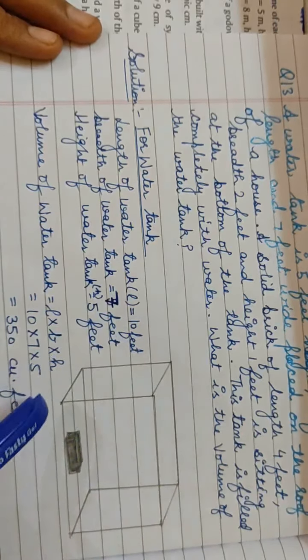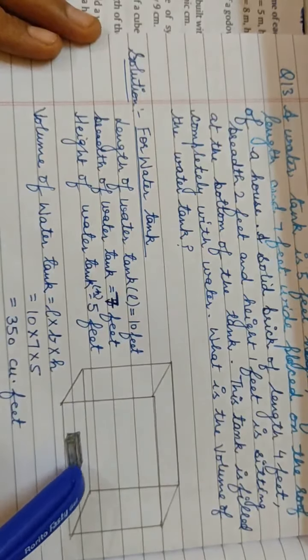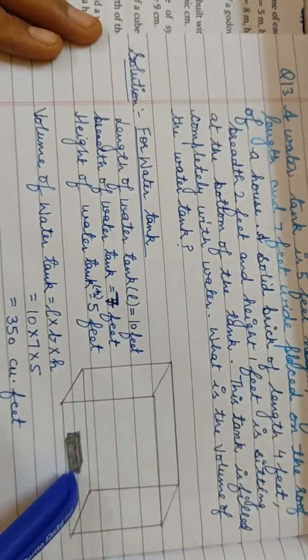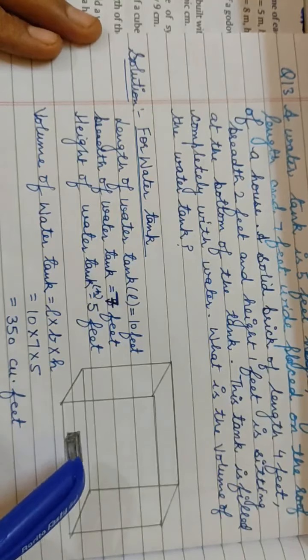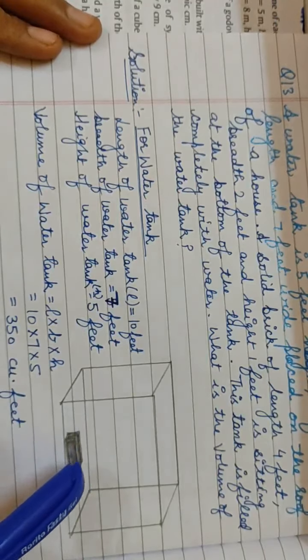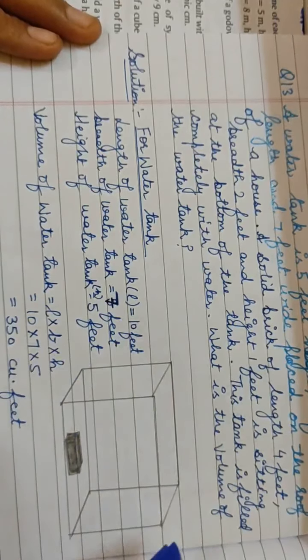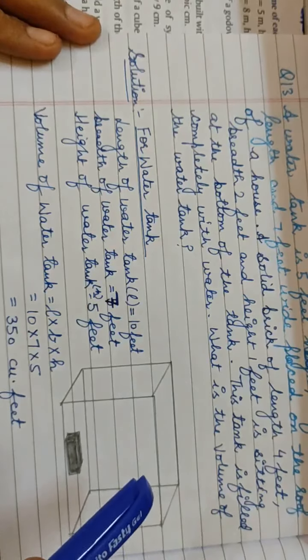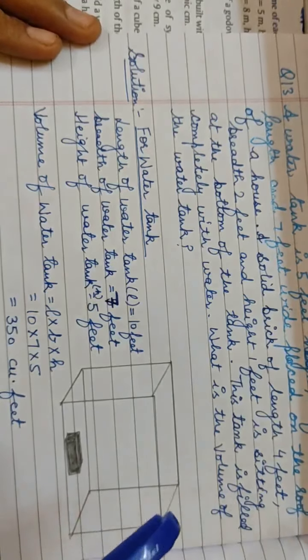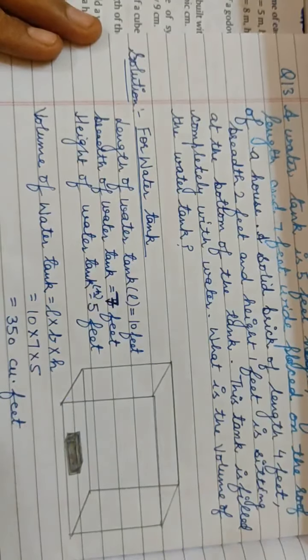We will find the volume of the water tank and we will find the volume of this small brick. Now because this brick cannot hold water, what we will do, we will subtract the volume of this small solid brick from the volume of the water tank, and we will find the volume that can be filled, or the water that can be filled in this water tank. So let's start.